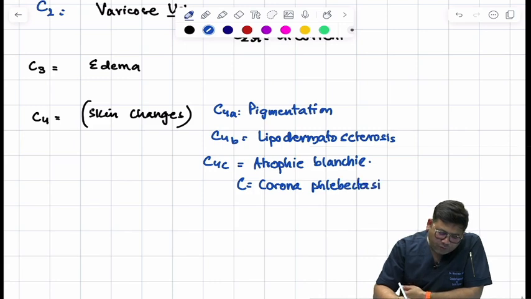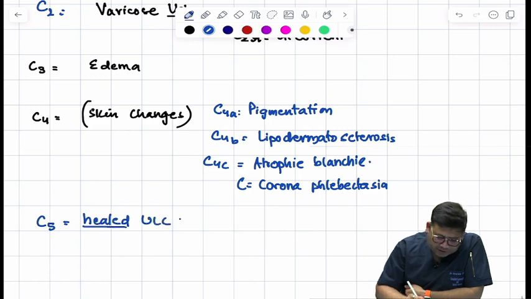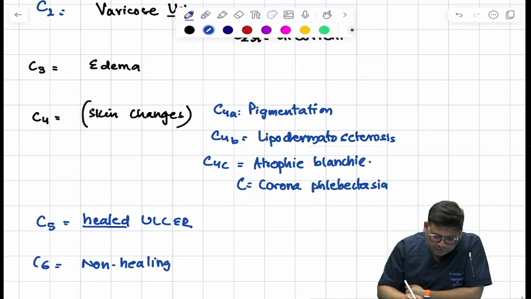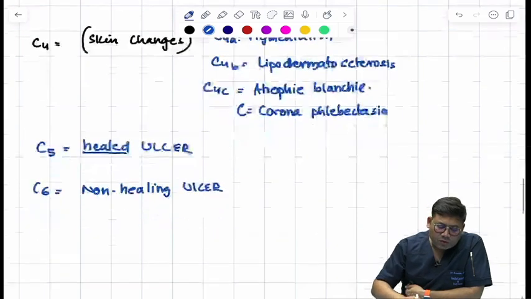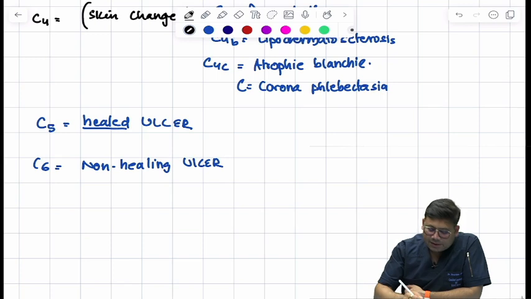So when we talk about C5, C5 means an ulcer, but it has healed. So, healed ulcer. And when we talk about C6, this is defined as a non-healing ulcer. This is really very important. So this is about C. I'll give you the entire CEAP for that.